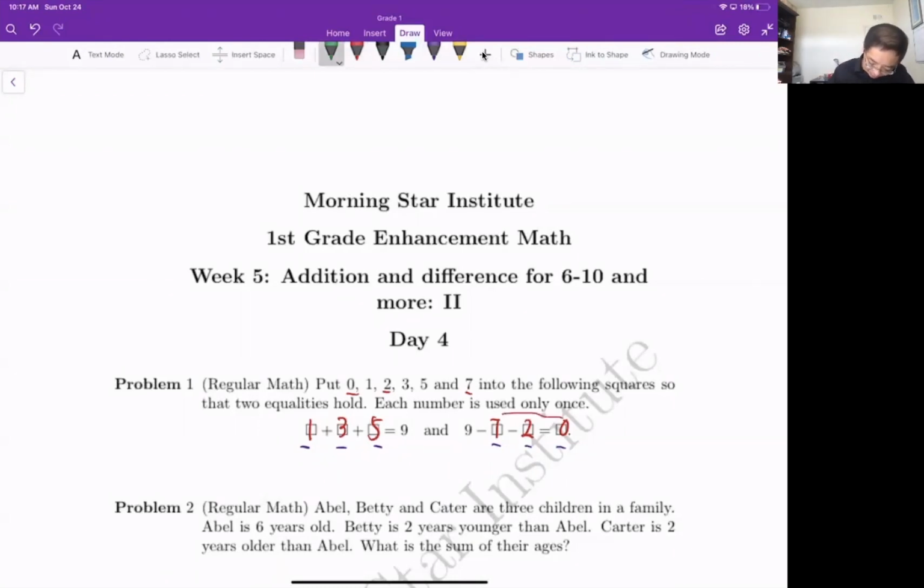Or you can say, okay, so this is 0 plus 2 plus 7 equals 9, and 9 minus 3 minus 5 equals 1, right? Then again, you can switch numbers.